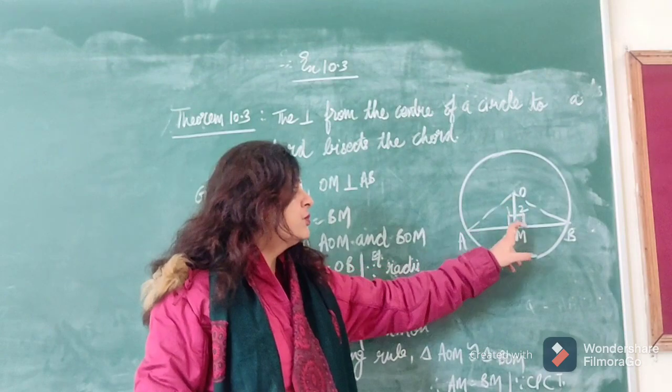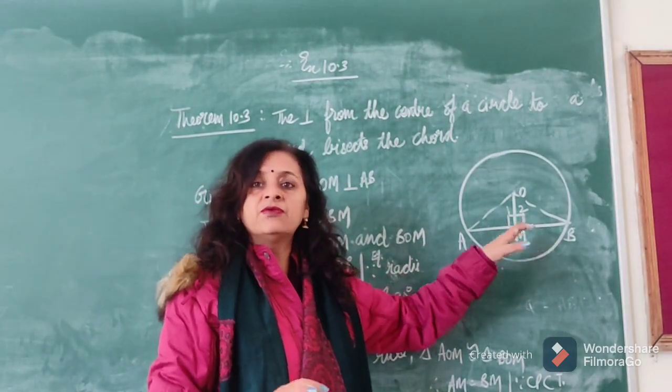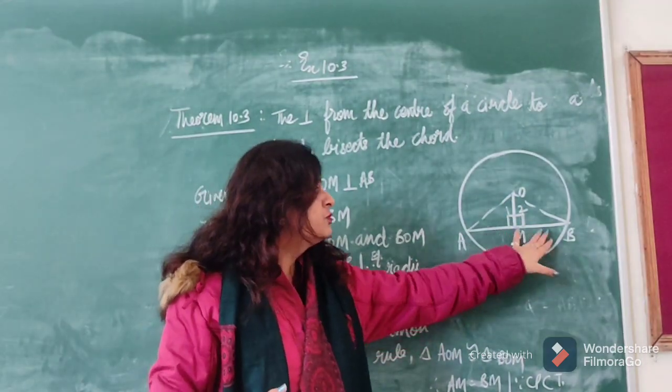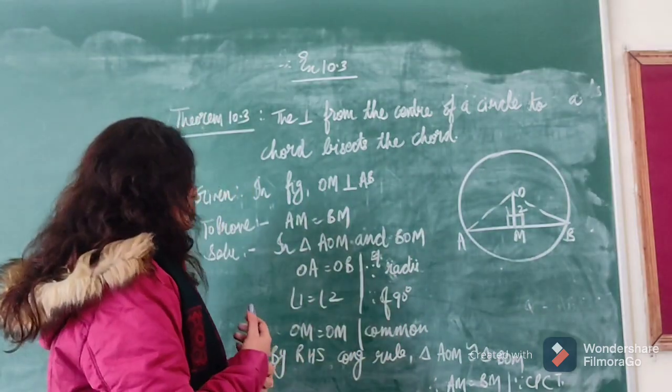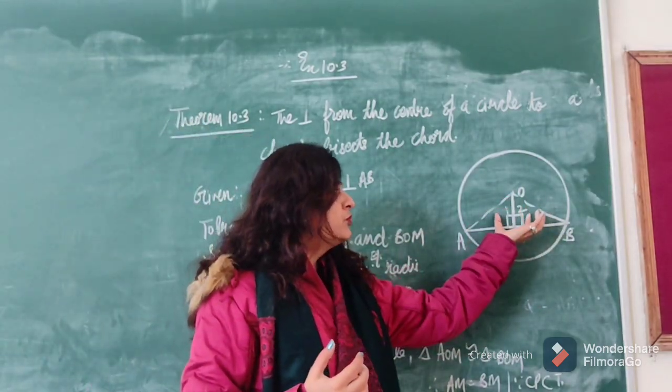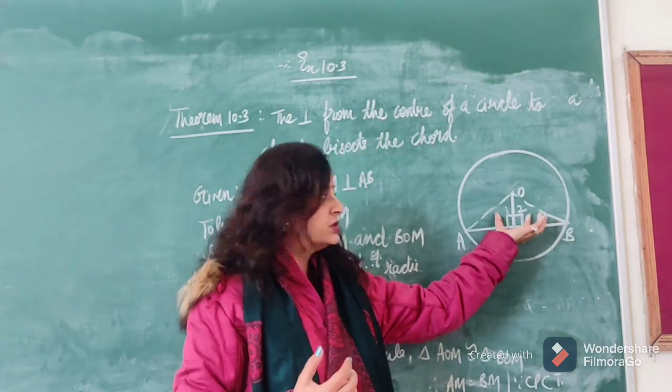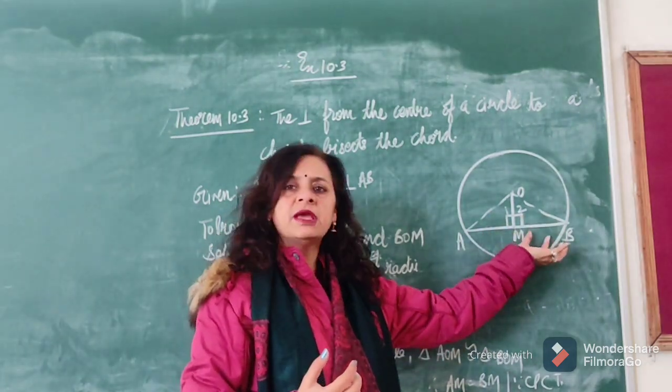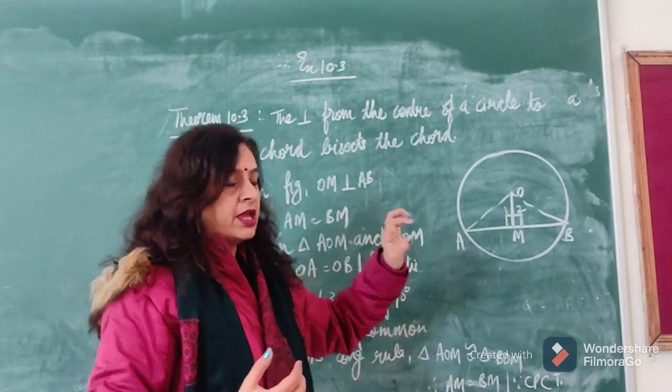What is given to you? OM is perpendicular to AB. It will bisect the chord, that is, AM is equal to BM, you have to prove. So we are going to do it by joining OA and OB. If I prove that these two triangles are congruent to each other, therefore AM will be equal to BM by CPCT. So how can we prove it?